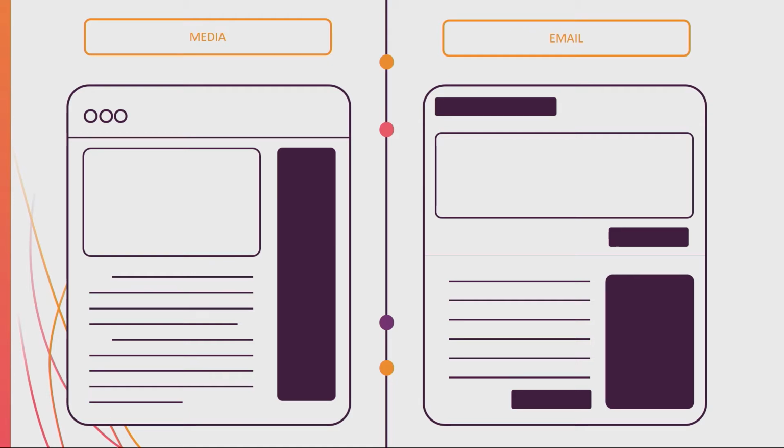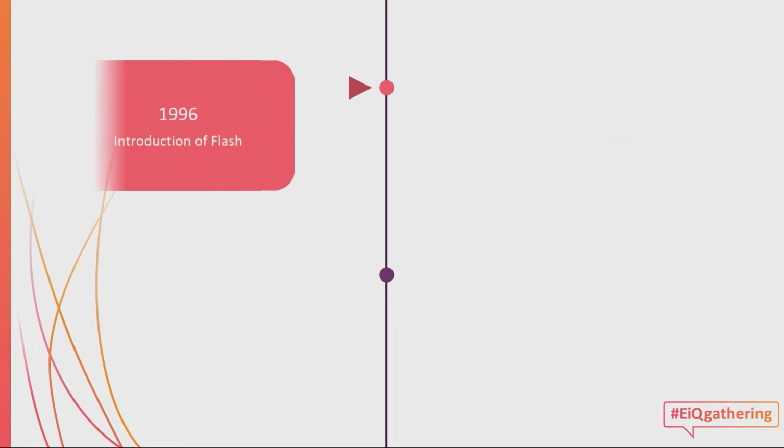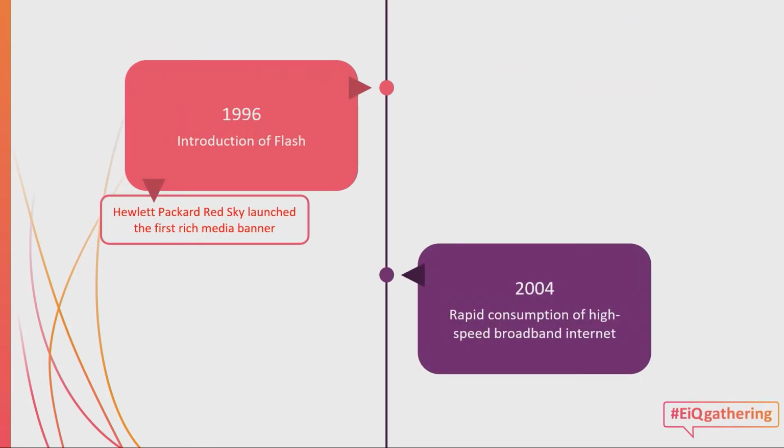So what's interesting is that as we evolved, we started seeing the introduction of Flash on the media side of things, and then a rapid increase in broadband. What that actually did was an interesting thing for the media side, and it created a standardization. Flash banners came to be, which created a standard for what the output would be.